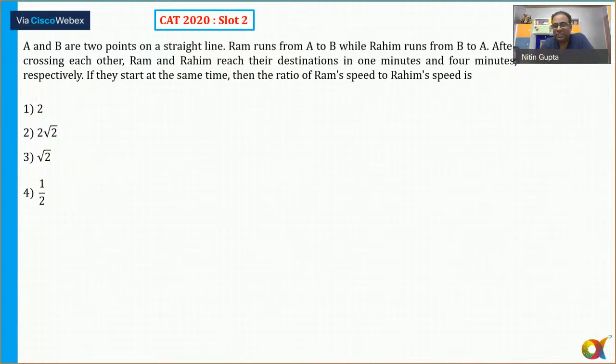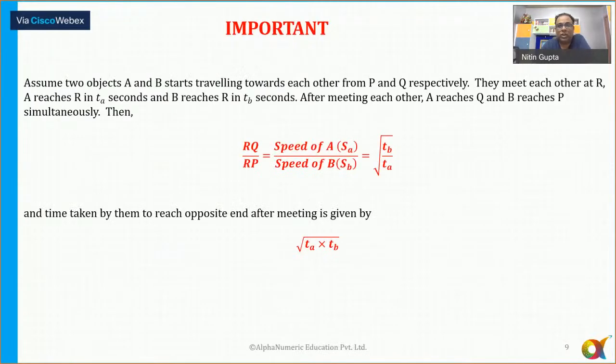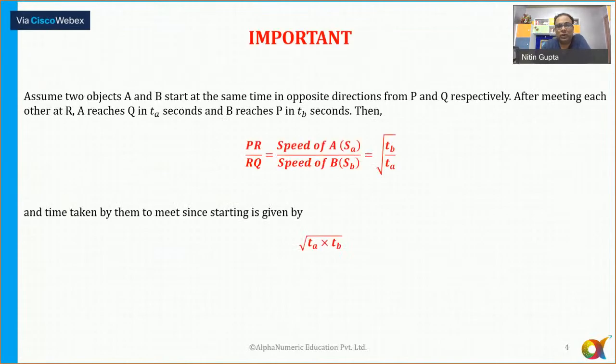You just need to spend a couple of minutes with me, and believe me, both of these questions, which were asked in slot 2 as well as slot 1, can be solved within 30 seconds. And when I say 30 seconds, I really mean it. But for that, you need to understand certain concepts here. And what are those concepts? Let's start here one by one.